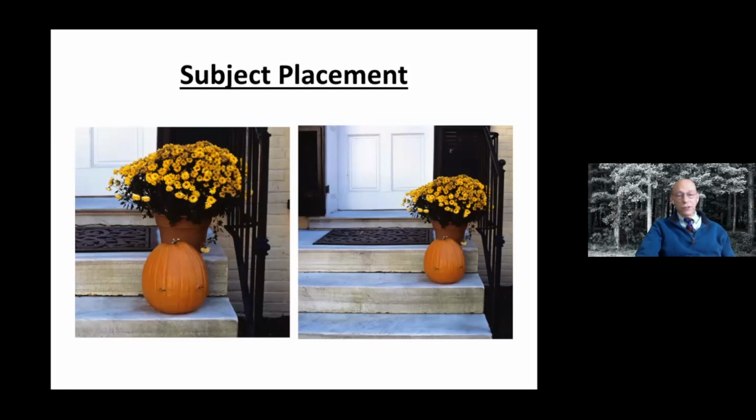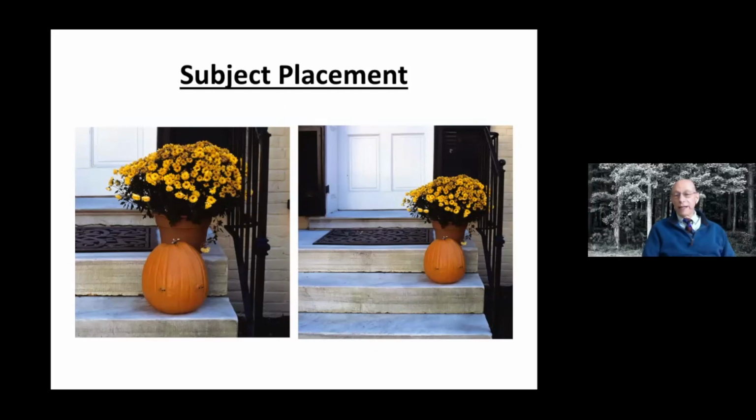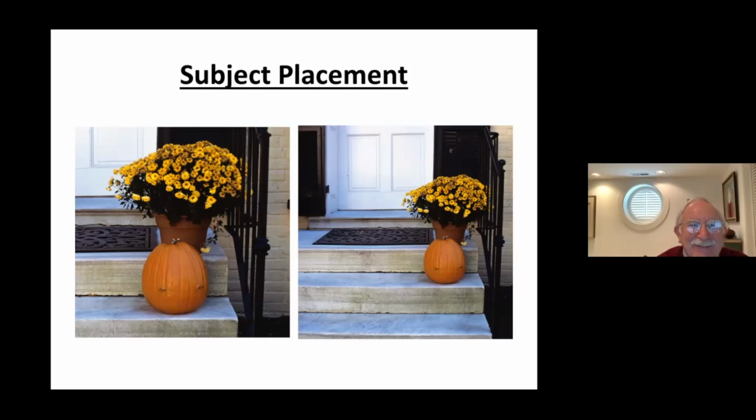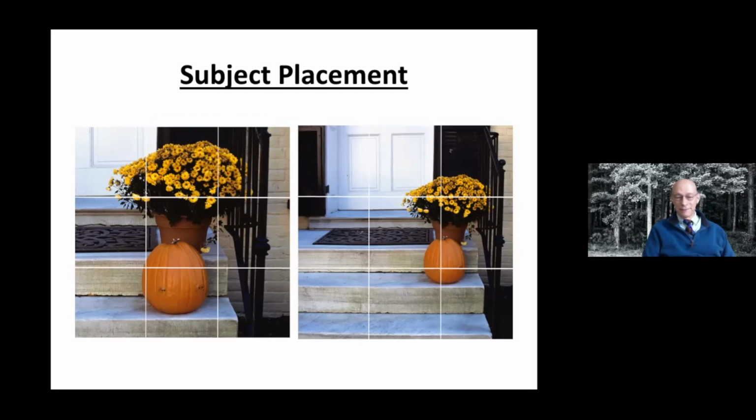So the left image is centered, the right one's not. Which is more appealing to you? The one on the right. Anyone want to guess where the rule of thirds would say that's going to wind up? It's probably going to line up at three o'clock. Right, it's right on that line.